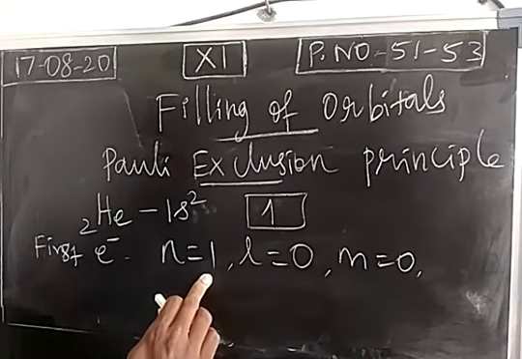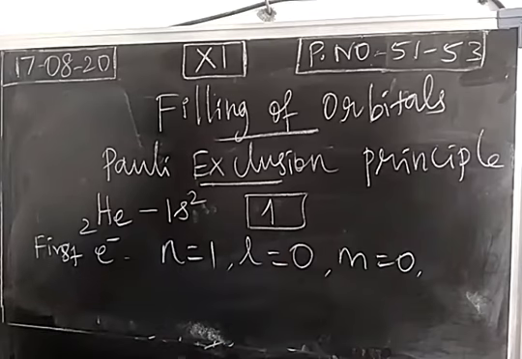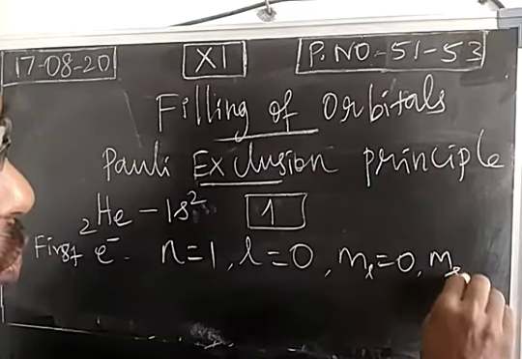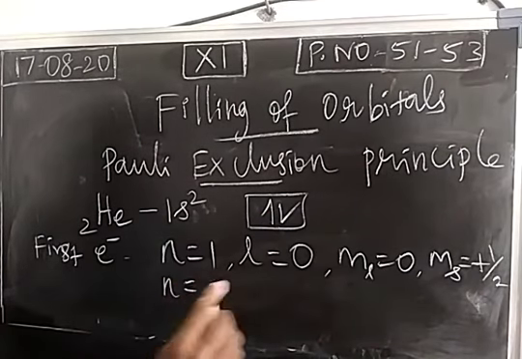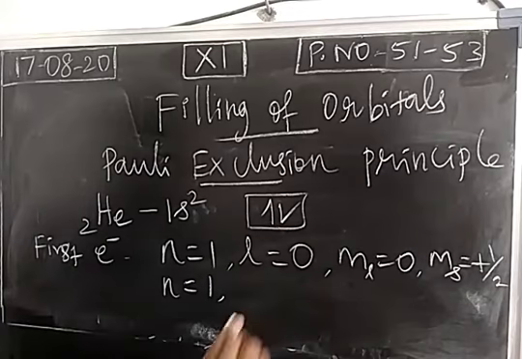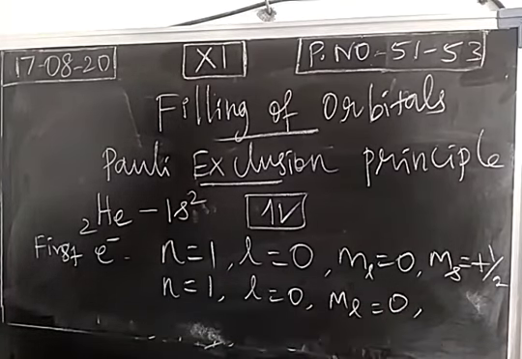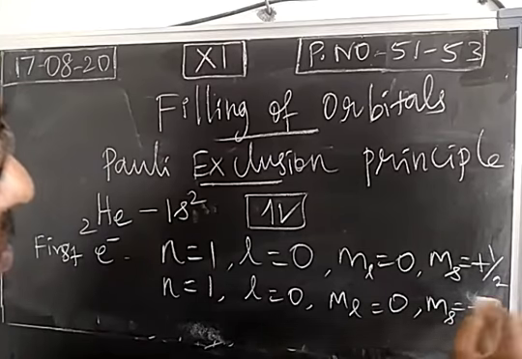First electron is placed in the first shell, s subshell, s orbital, so 1s orbital. What about the spinning of this electron? Clockwise direction. So spin quantum number plus 1 by 2. Then we take the second electron. For the second electron also, same first shell, s subshell, s orbital. It is also placed in the 1s orbital. But what about the spinning? It is spinning in anti-clockwise direction.